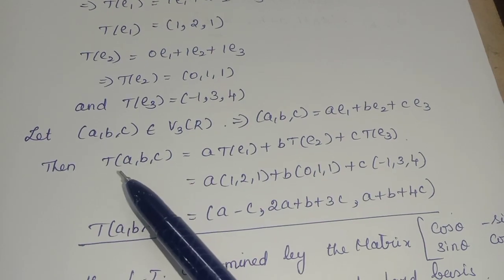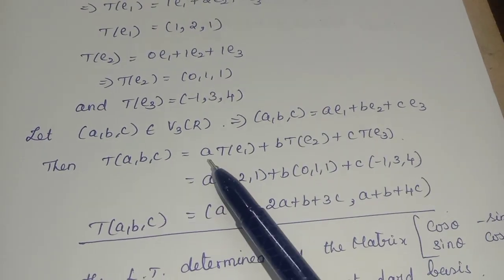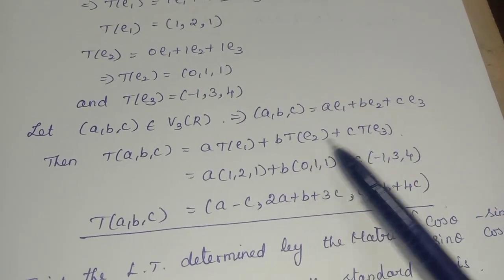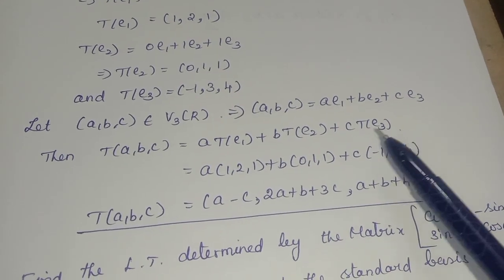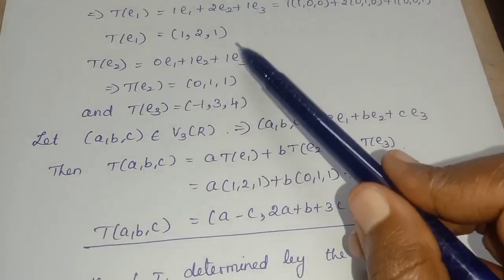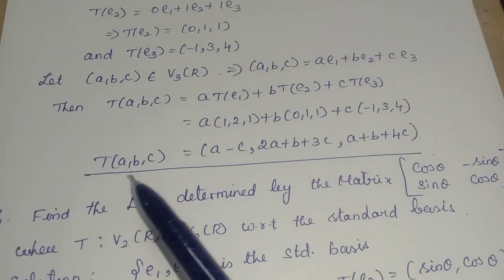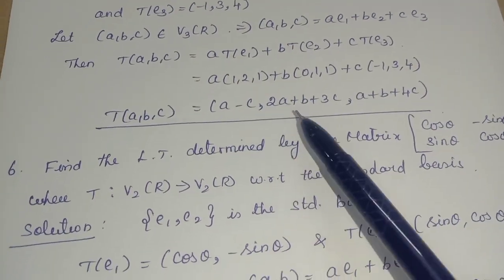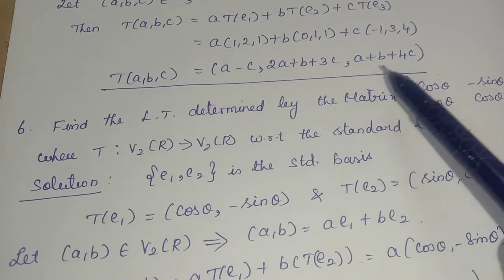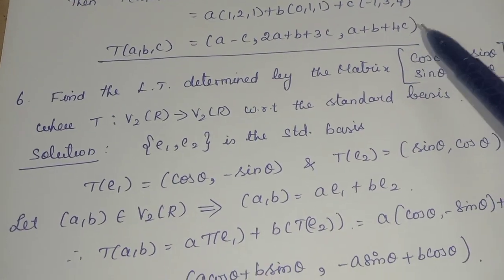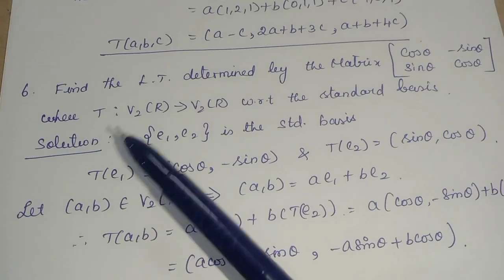So when you take the operator T on both sides, it will be simply A into T of E1 plus B into T of E2 plus C into T of E3. Now substitute the values of T of E1, E2 and E3 here and simplify. What you get? T of ABC equal to A minus C, 2A plus B plus 3C, A plus B plus 4C. That's all. Then next problem.